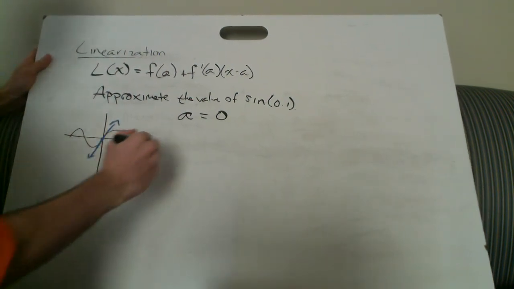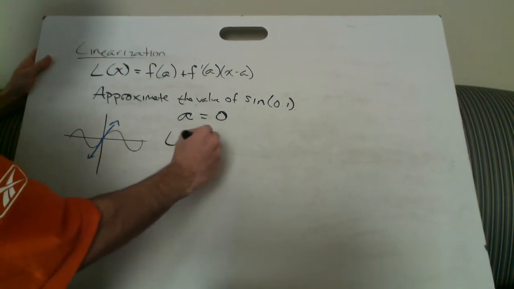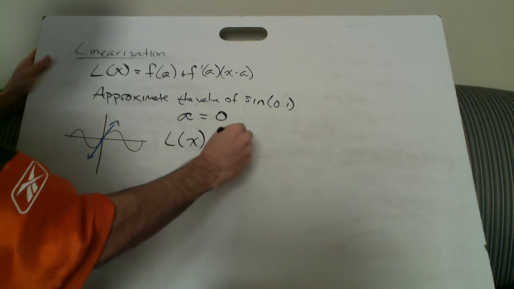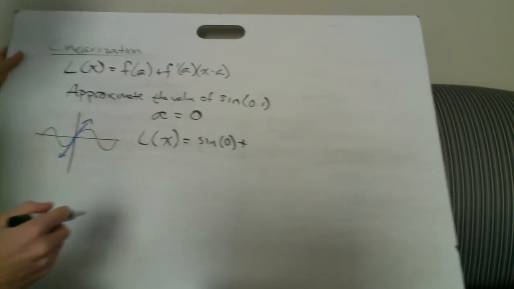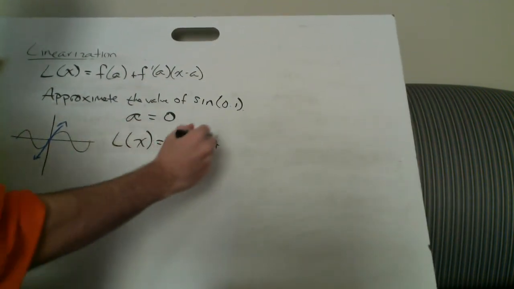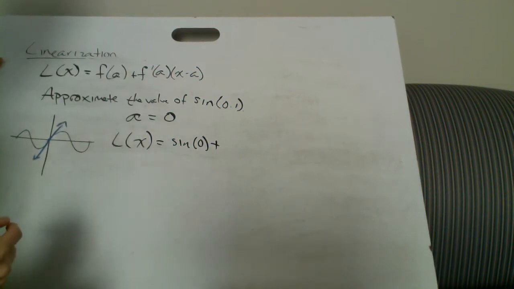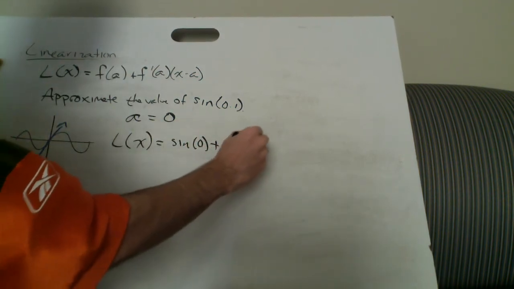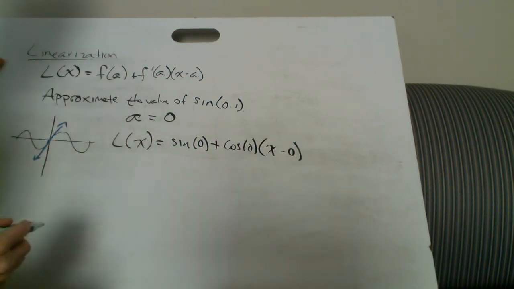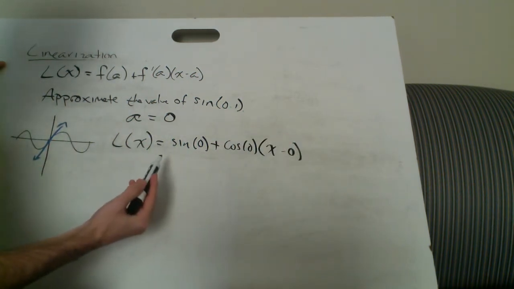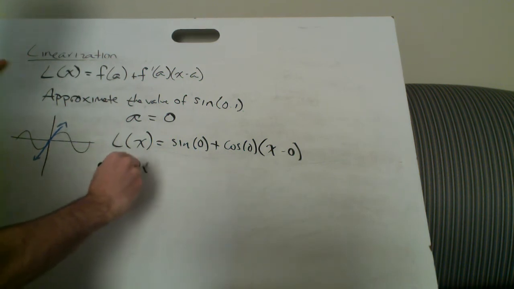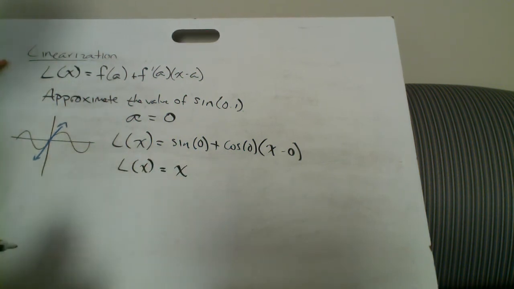So let's see here. My L of x should be f of 0, which is sine 0, plus f prime of 0, well, the derivative of sine is cosine of 0 times x minus 0. Sine of 0 we recall is just 0, cosine of 0 we recall is 1. That means the linearization here is just x.